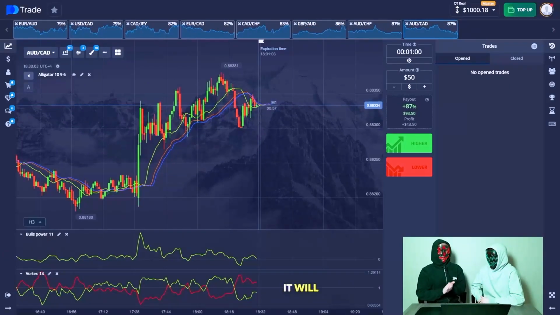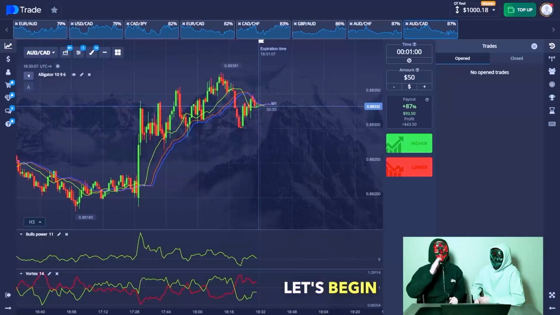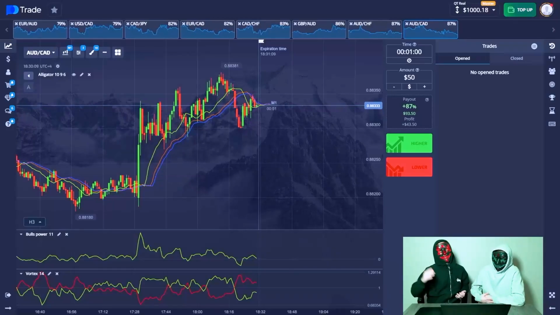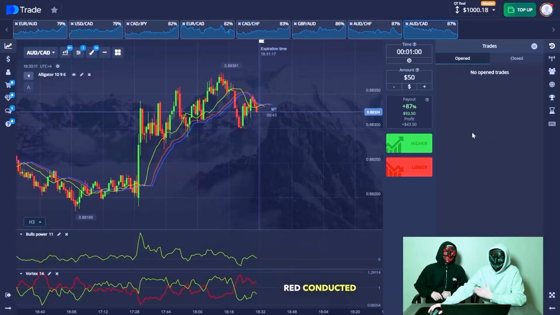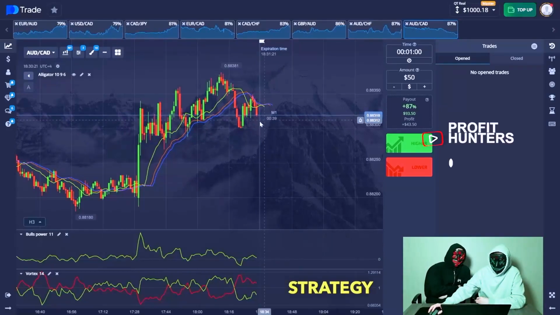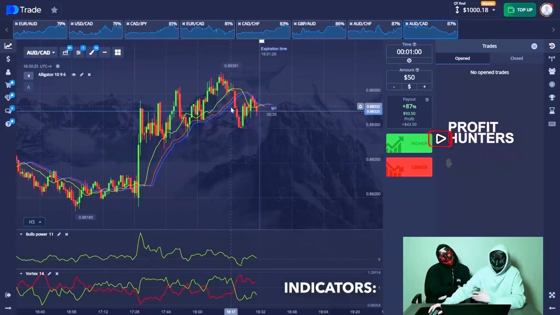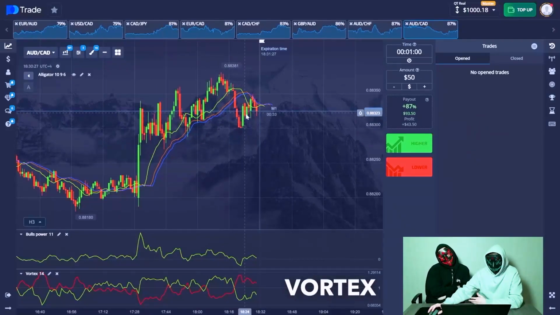And the green one, it will show you the strategy. Sit comfortably, put on some tea, let's begin. So friends, well, Red conducted our private setup on our strategy. Now we'll start doing a short analysis according to our indicators, Alligator, Bull's Power and Vortex.